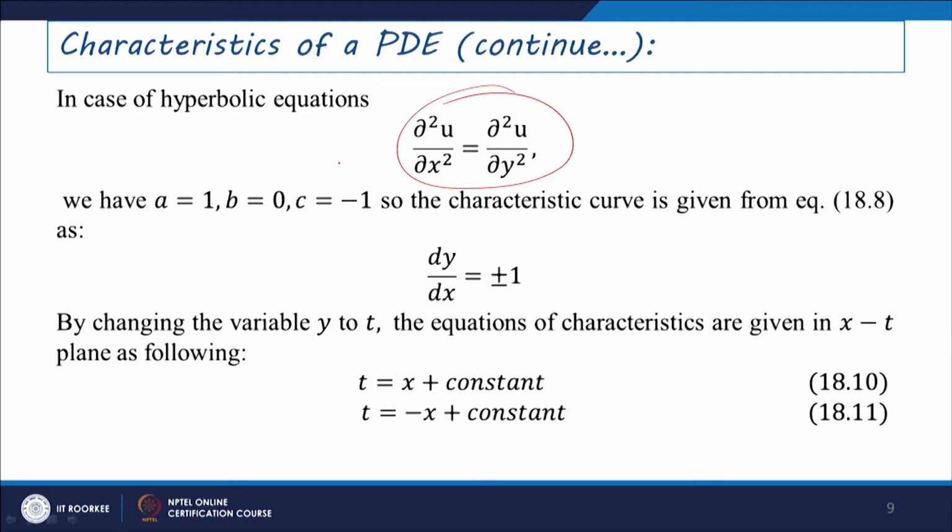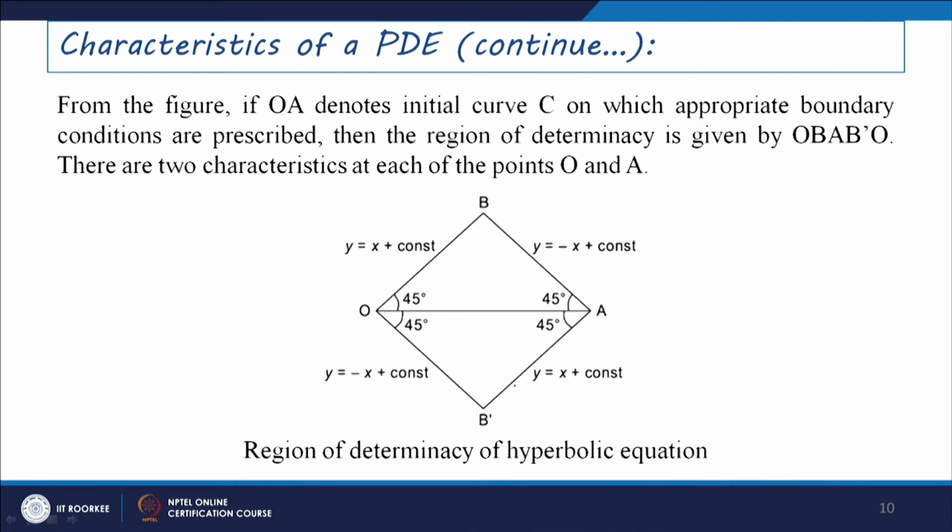So if you just change the variable y in terms of t here in the xt plane, then we can have solutions like t equals x plus a constant, and another solution that will be minus x plus a constant. If we denote it in a figure, suppose OA denotes the initial curve C, on which appropriate boundary conditions are prescribed, then the region of determinacy is given by OBA'B'O.